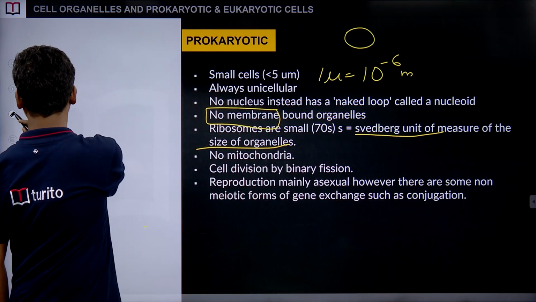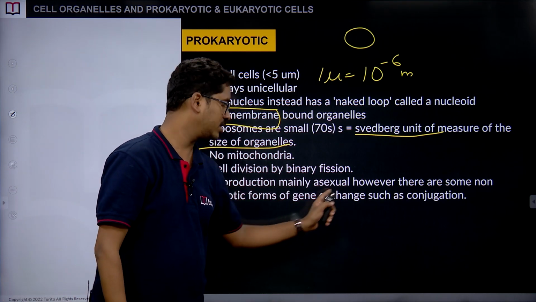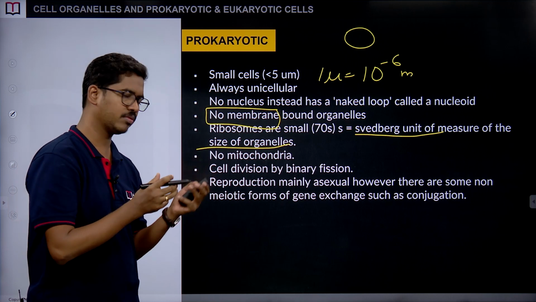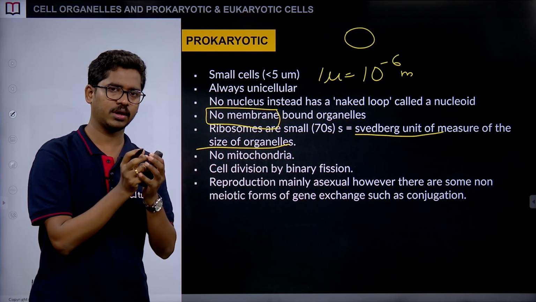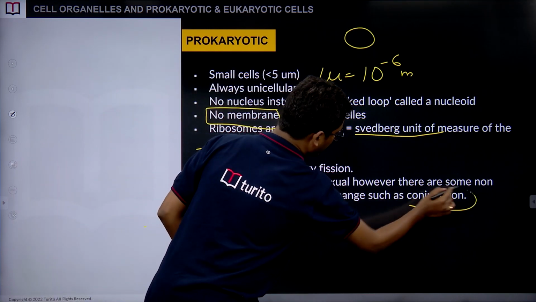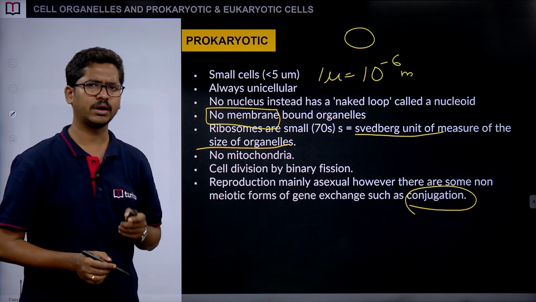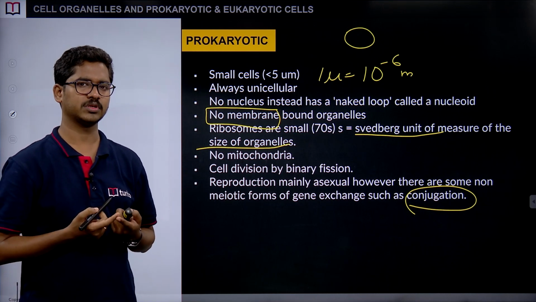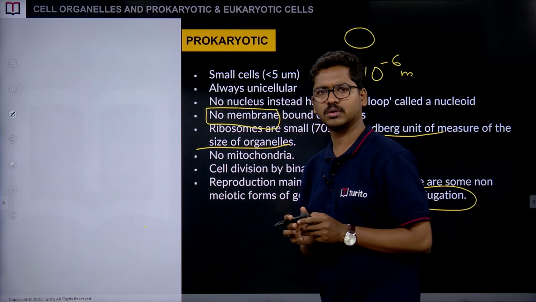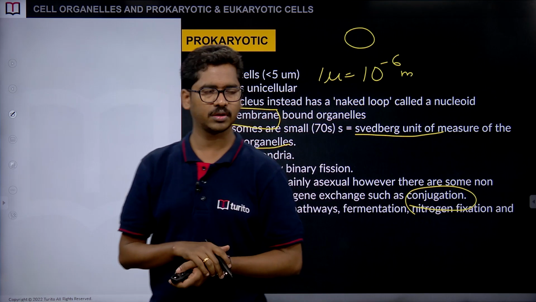And you see here there are some non-meiotic forms of gene exchange such as conjugation. Conjugation is when there are two different organisms of the unicellular type, they try to combine together, they try to mix up the nucleus. That process is referred to here as conjugation. So, that is one such possibility where these prokaryotic cells change their genetic composition. If there is a change occurring like that, it is more or less understood like sexual reproduction, that is, meiotic forms. That is what I want to tell you.